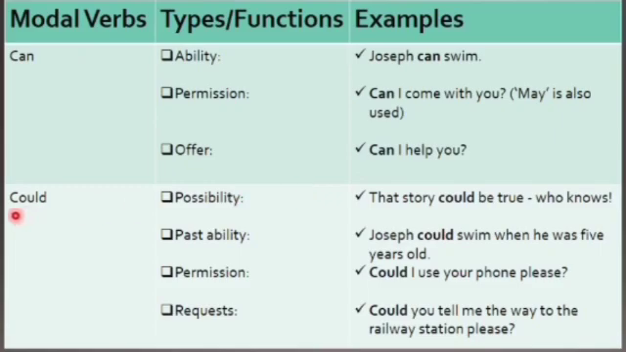The second modal verb is could, which shows possibility, past ability, permission, and requests. In the example, that story could be true, who knows? So here the modal verb could shows the possibility that the story could be true. And the next, Joseph could swim when he was 5 years old. So here the modal verb could shows the past ability of Joseph, which is swimming. And then, could I use your phone please? So here the word could is used for permission. And the last one is, could you tell me the way to the railway station please? So here the person is requesting to be told the way towards the railway station.